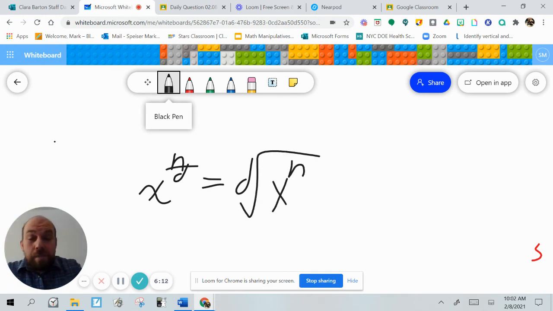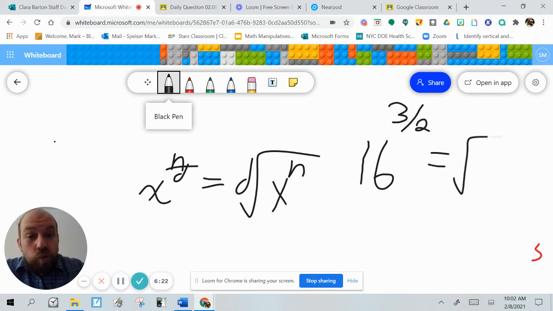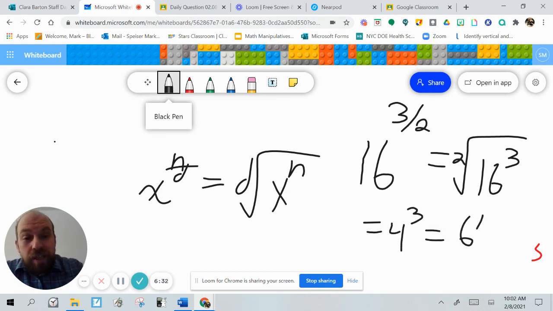So let's do one example. You have 16 to the 3/2 power. That's the square root of 16 raised to the 3rd power. So the square root of 16 is 4. 4 raised to the 3rd power is 64.